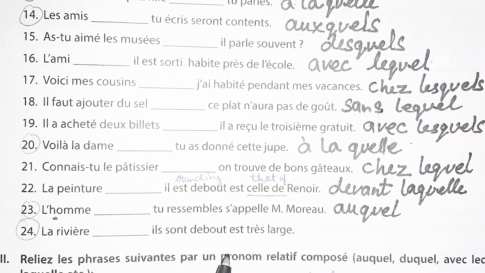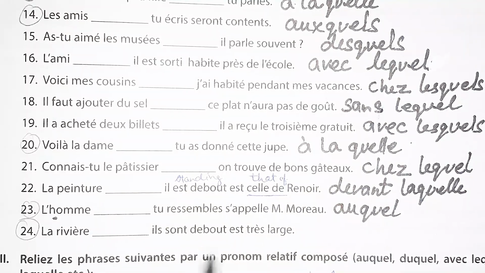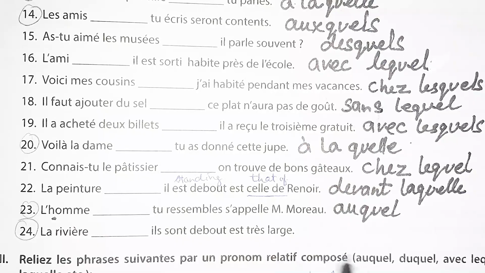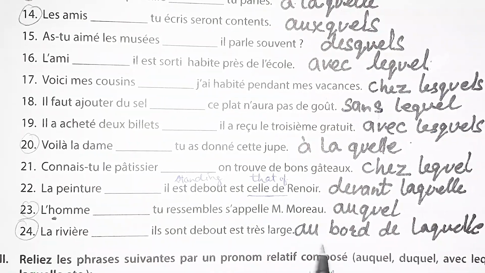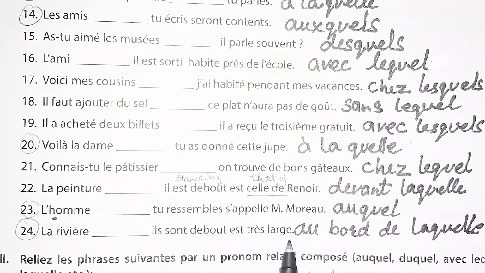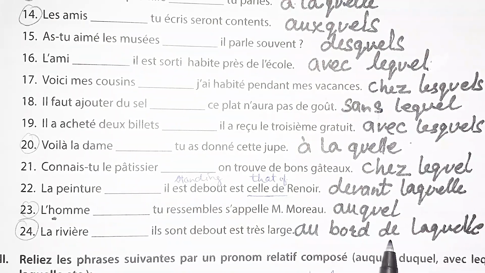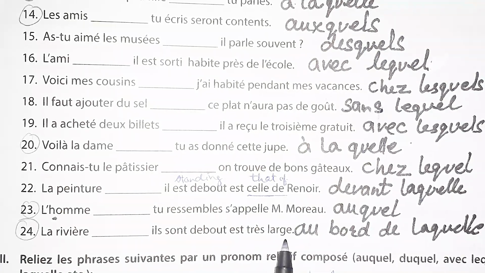The last statement is la rivière dash ils sont debout est très large. That means the river at the edge of which, because this time we are talking about the bank of the river. Okay, so we'll use at the edge of which they are standing is very wide. So we'll use the preposition au bord de laquelle. La rivière au bord de laquelle ils sont debout est très large. That means the river at the edge of which they are standing is very wide.